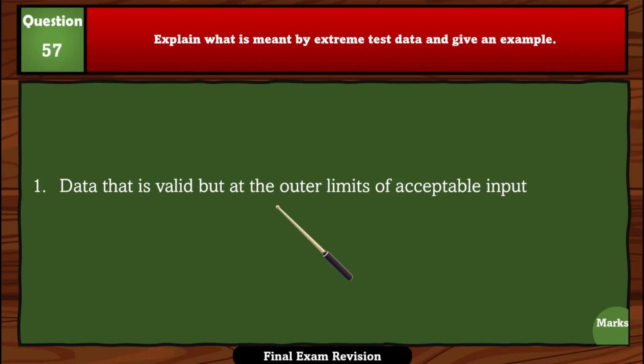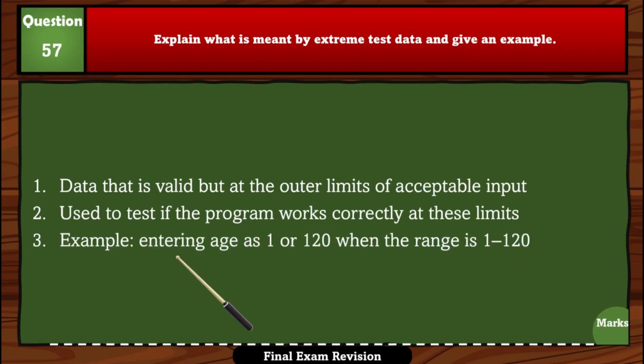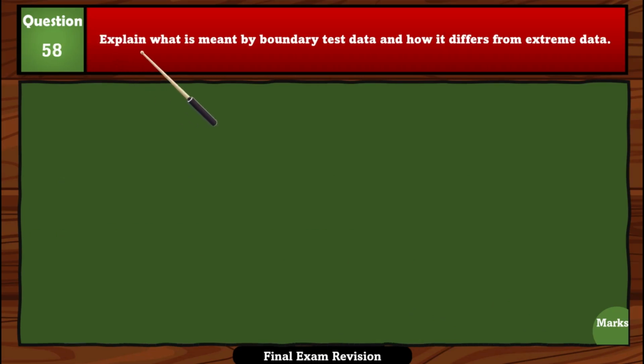Data that is valid but at the outer limits of acceptable input, used to test if the program works correctly at these limits. Example, entering age as 1 or 120 when the range is 1 to 120. Question 58. Explain what is meant by boundary test data and how it differs from extreme data.